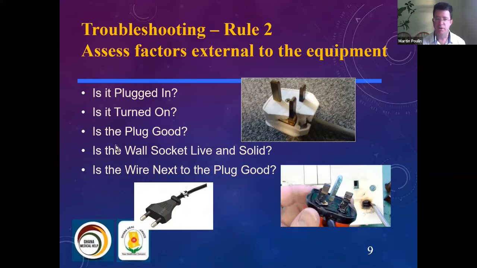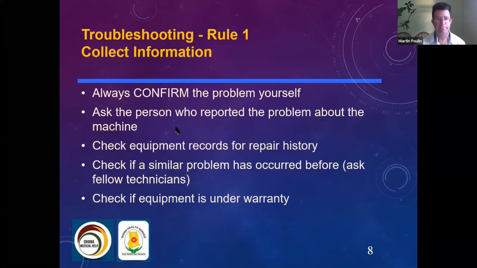Is the wall socket live and solid? Loosely mounted, damaged, smoke stained, heat damaged wall outlets are likely to be dead or intermittent, and that would need to be resolved first. Is the wire next to the plug good? Any plug that is handled often will have fatigue failure, typically just adjacent to the plug, as indicated in the image here. Make sure to check there, where you may have a wire break.